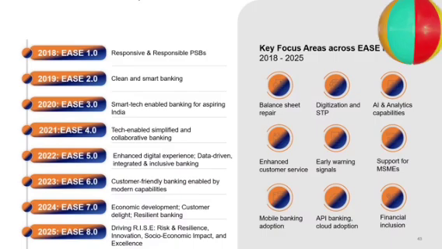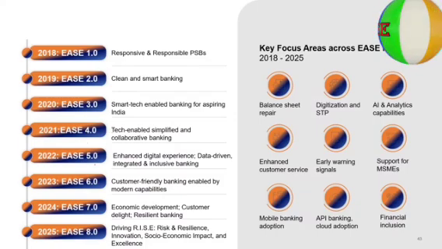So, EASE 1 focus was on responsive and responsible PSBs. EASE 2 was clean and smart banking. One definition of clean was given, smart was given. Then EASE 3 was focusing on smart, tech-enabled banking for aspiring India. All these focus areas can be asked in the exam. EASE 4, many times it has been asked: tech-enabled, simplified and collaborative banking was the focus in EASE 4.